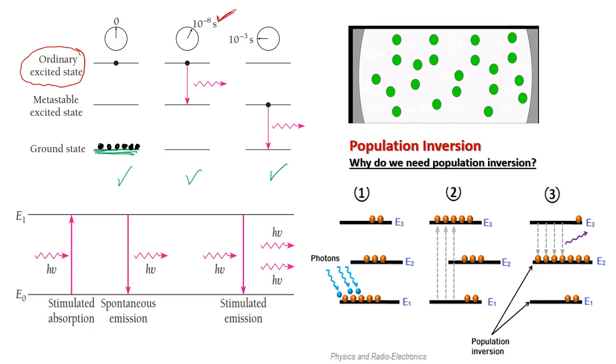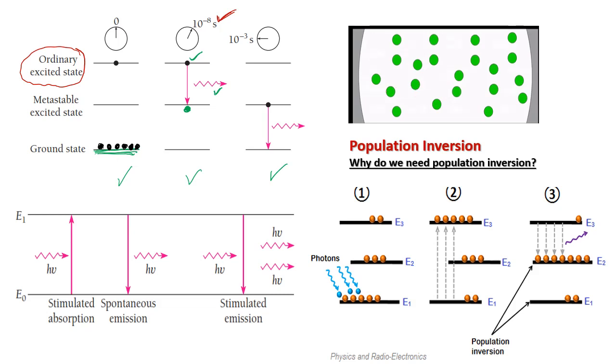What do you mean by the lifetime? Lifetime means if some atom is in this ordinary excited state, then after spending 10 to the power minus 8 seconds, this atom will drop down to a lower level. We'll talk about all these later on. So this is what we mean by lifetime. You can only stay there for 10 to the minus 8 second. After that, you will automatically come back to some other level lower than this ordinary excited state. This is what we mean by ordinary excited state.